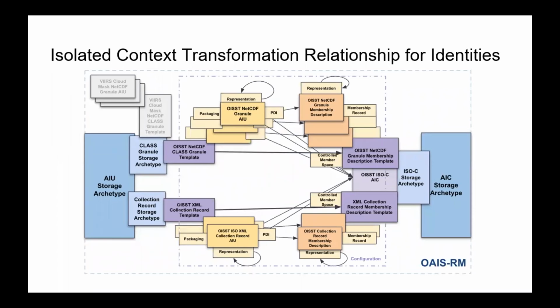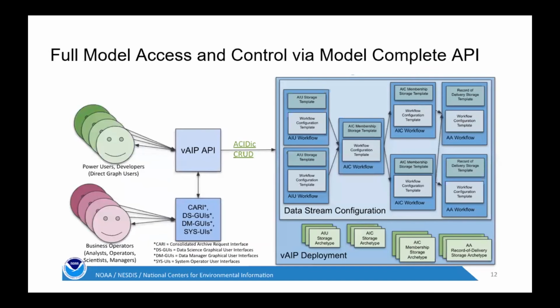Here are just some examples of relationships of identity units and how they're contextualized into an isolated context within a context transformation layer. And then here's the vision of how this would look to a user, right? So I've gone through in a lot of detail on how I would build this thing, but as far as users are concerned, all they have is an API, and that API, because it's based on a static data model, they have a static API that they can use.